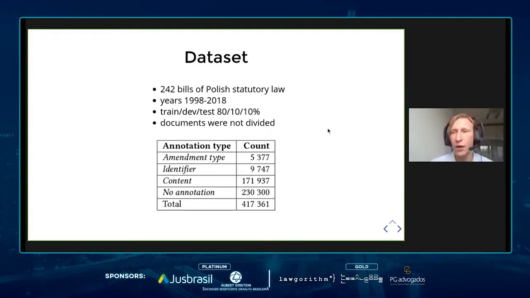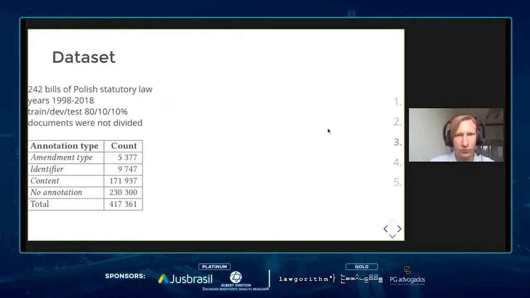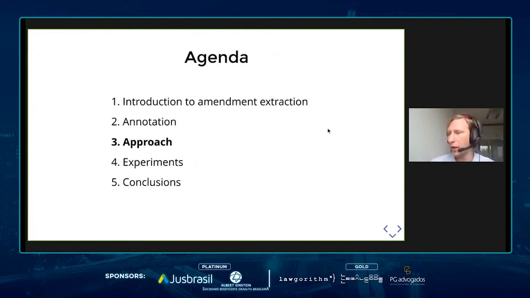We have more than 400,000 tokens. More than 200,000 tokens didn't receive any annotations because we thought that it is not necessary to annotate them. On the other hand, almost half of the remaining tokens received some kind of annotation. And when we look at the amendment types, we have identified roughly 5,000 amendments, which I think is quite a large number. Okay, so let's move to the approaches we have applied to this problem.